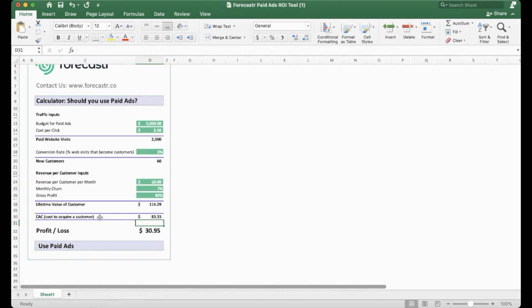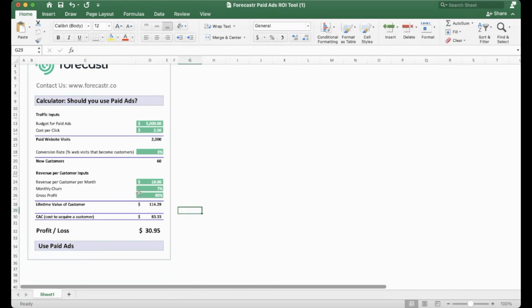So the next thing that we need to calculate is the cost to acquire a customer for paid ads. For paid ads, I think this number is relatively easy to calculate. It's just the budget that you spent that month divided by the number of customers that you've gotten in that month. So in this case, I spent $5,000. I got 60 customers. 5,000 divided by 60 means that every customer cost me around $83.33 to acquire.